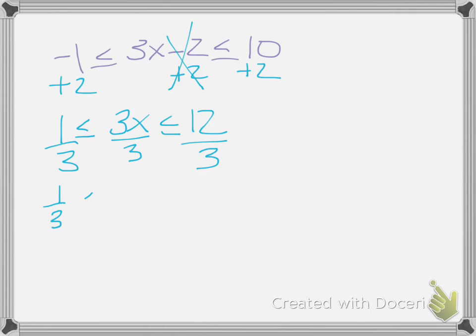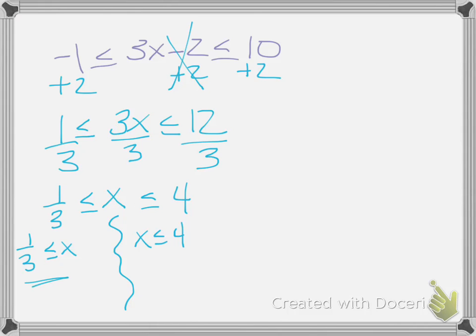So I have 1/3 is less than or equal to x. It's less than or equal to 12 divided by 3, which is 4. So now x is by itself, and I can separate it into the two inequalities. So I have 1/3 is less than or equal to x, and x is less than or equal to 4. But my rule was my variable always has to be on the left side for me to graph it. So right now my x is being eaten in this situation, so I need to make sure my x is being eaten when I switch it back.